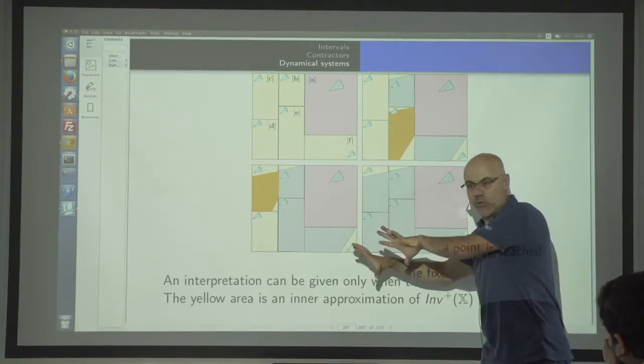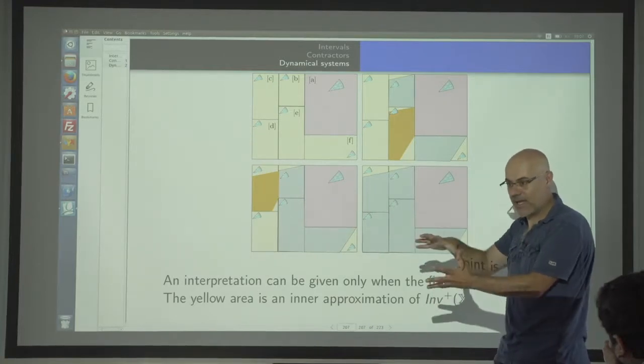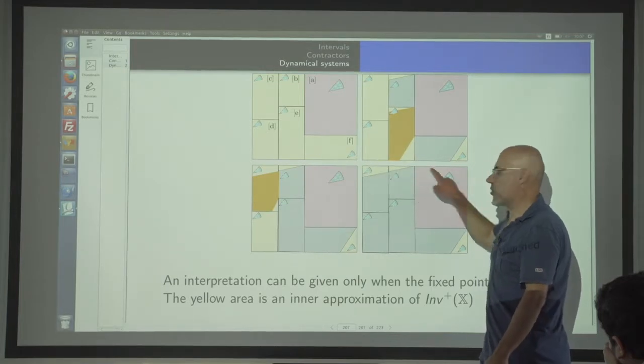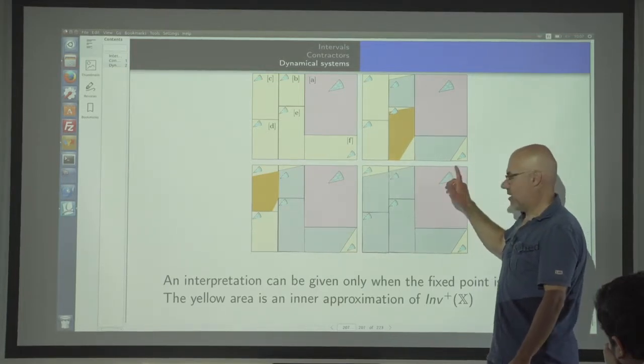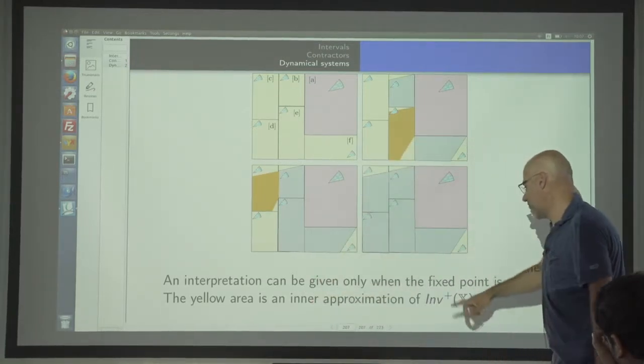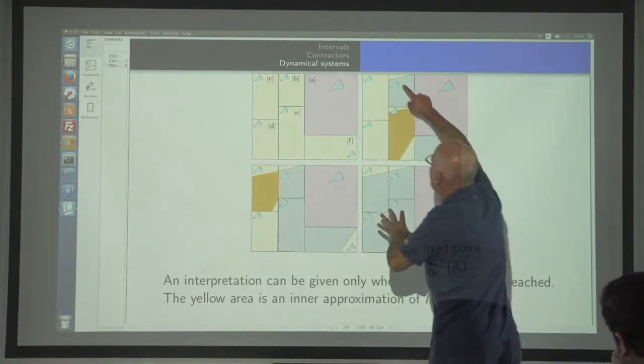But once I reach the fixed point, I have a theorem that tells me that once I have reached the fixed point, I have a proof that this one will never go here. So it's important. But to have an interpretation, I have to go up to the fixed point. Otherwise, at each step, I cannot prove anything on this.